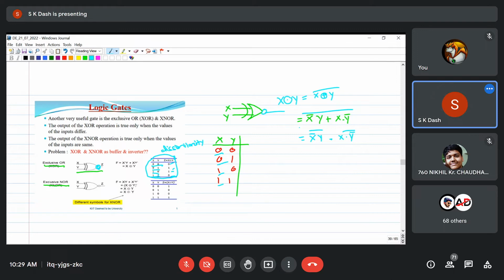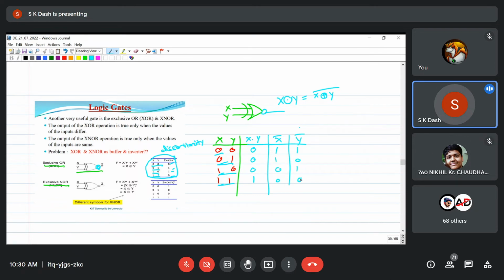Okay, so the task for you, if we keep on simplifying, finally you will get x dot y plus x bar dot y bar. So if we find out how much you'll get here, let us find out xy first. What will be x dot y? 0 dot 0 is 0, 0 dot 1 is 0, 1 dot 0 is 0, 1 dot 1 is 1. What will be x bar? X bar is the complement of x, so 1 1 0 0. Y bar is the complement of y, so 1 0 1 0.